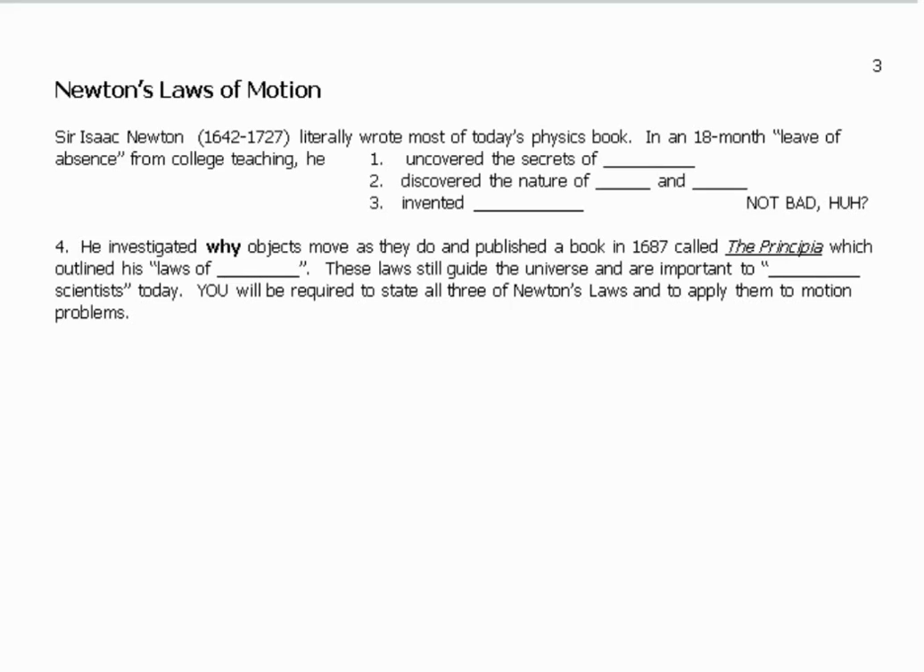All right, this is Physics Unit 3, video number 4. We are beginning to talk about Newton's laws of motion. So a quick intro to Newton's laws of motion. These were made by Sir Isaac Newton, and he lived 1642 to 1727. He literally wrote most of today's physics book. Everything motion related comes from Sir Isaac Newton.